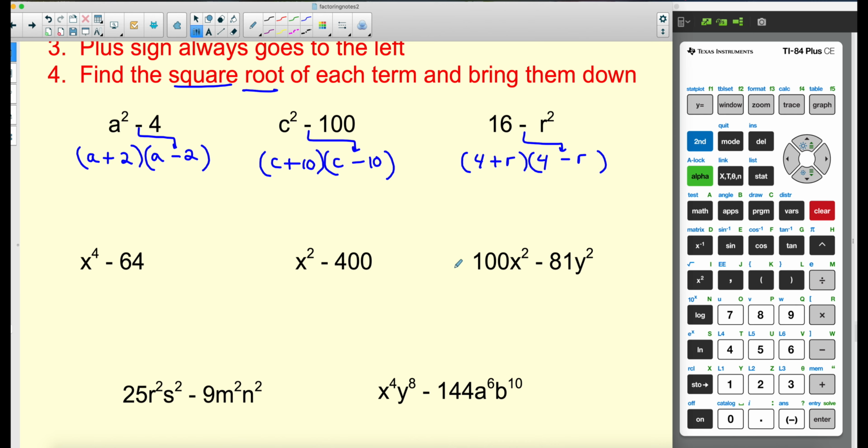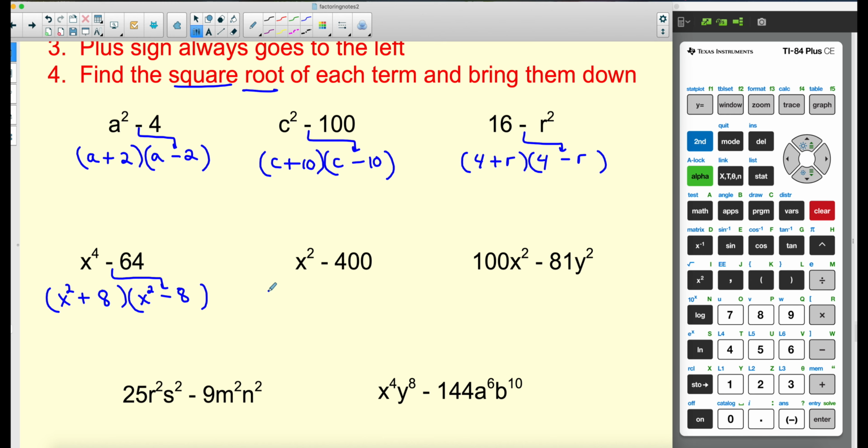Okay. You have a perfect square binomial. You have two terms. You have a minus in between. You're ready to factor. Two sets of parentheses. Minus sign always to the right. First sign's always a plus. Now remember, x to the fourth, the square root is x squared and x squared. And why was that? Because x squared times x squared is x to the fourth. Remember, just take your exponent, divide it by 2, and you'll always get it. Square root of 64 is 8. So x squared plus 8 times x squared minus 8.